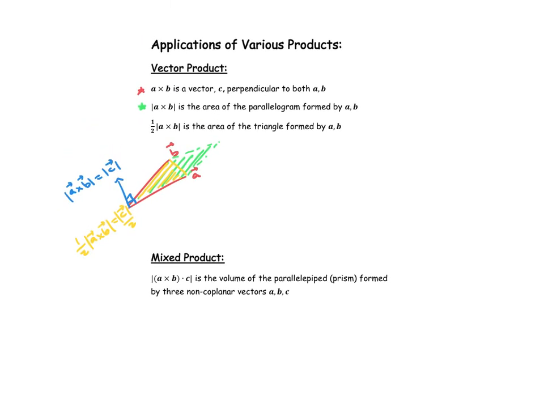Oops, I'll just continue to write here. The mixed product has a really cool application as well. The mixed product works for us in 3 dimensions, while the vector product works for us in 2 dimensions. So the vector product finds this area when we take its magnitude. The mixed product will find us volume.